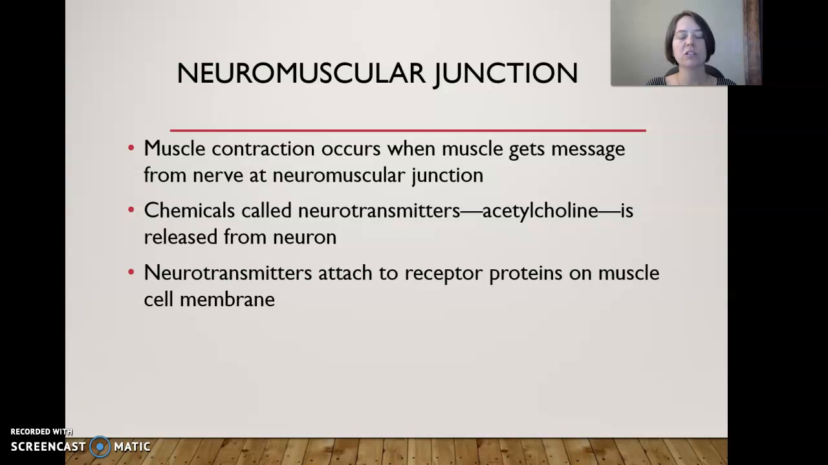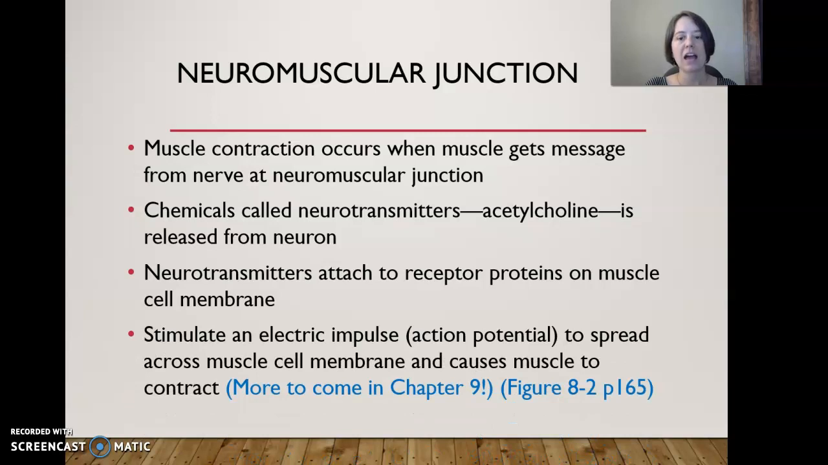And then the neurotransmitters attach to a receptor protein on the muscle cell membrane. So if you remember, those little orange things attached to the protein channels on that second cell, which is the membrane of the muscle cell. And that creates an electrical impulse, which is called an action potential, which we'll talk more about in Chapter 9. That causes the action potential to spread across the muscle cell membrane and causes the muscle cell to contract.